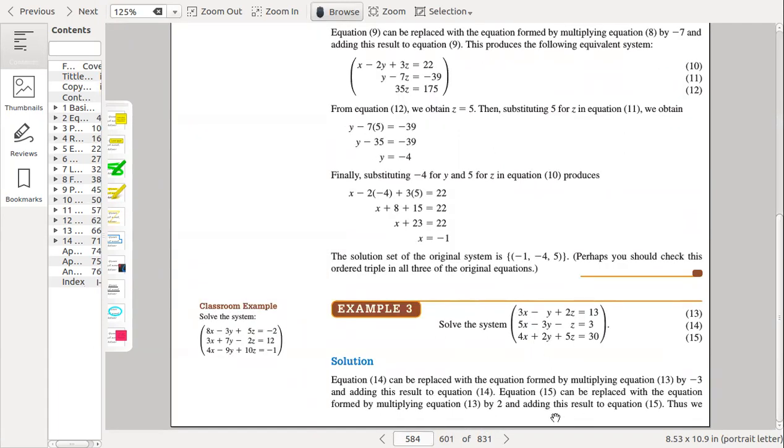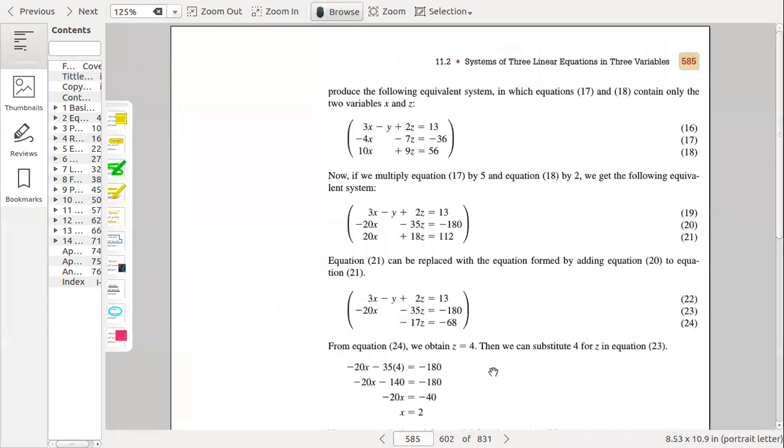And then the next operation is that equation 15 can be replaced by multiplying 13 by 2. So if we multiply 13 with 2, again the coefficient of y becomes equal to the coefficient of y in the last equation. And again here y will be eliminated and we will have this third equation without y. So that is the way actually.